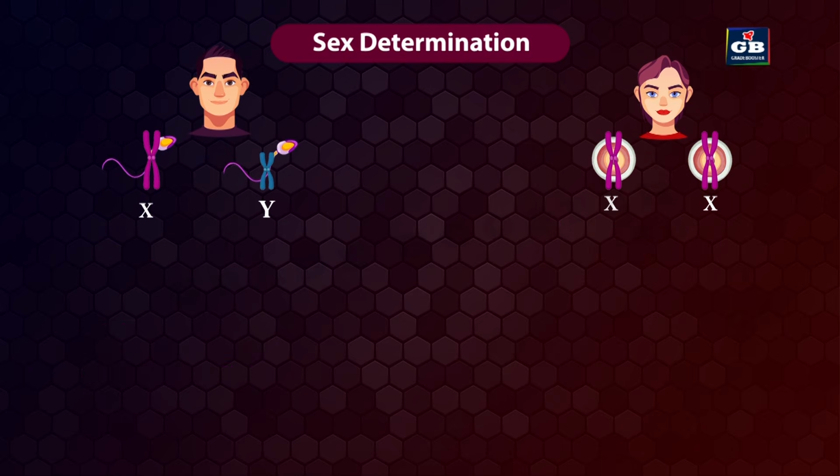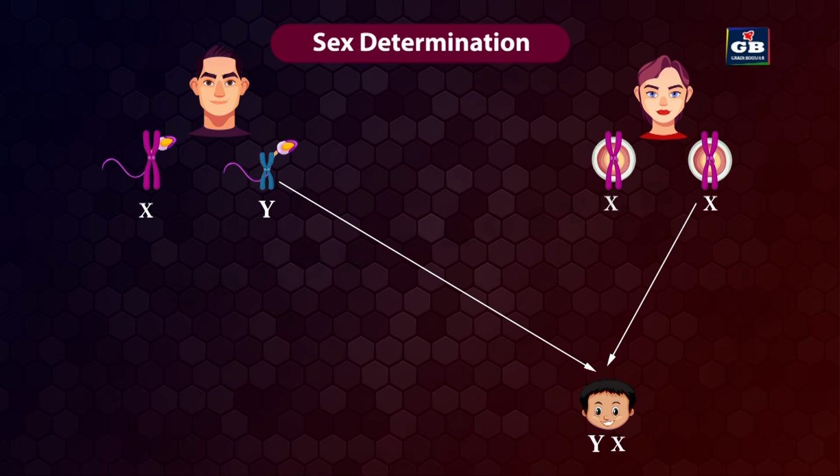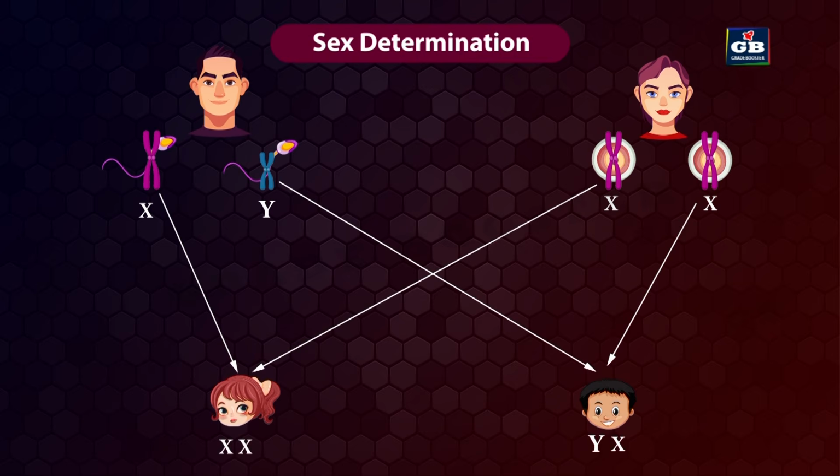During reproduction, if the sperm cell with the Y sex chromosome fuses with the egg cell, it forms a zygote with XY sex chromosomes. XY means the baby will be a boy. If the sperm cell with the X sex chromosome fuses with the egg cell, it forms a zygote with XX sex chromosomes, which means the baby will be a girl. Thus, the sex of the child is determined by the chromosome that they inherit from their father.